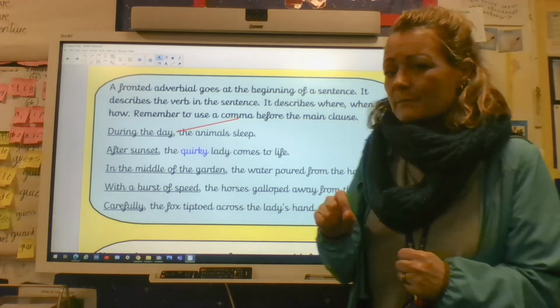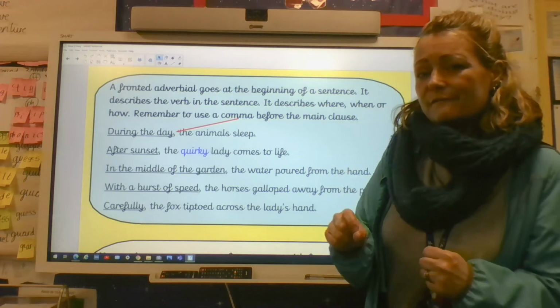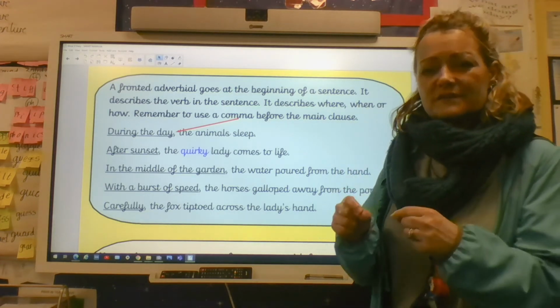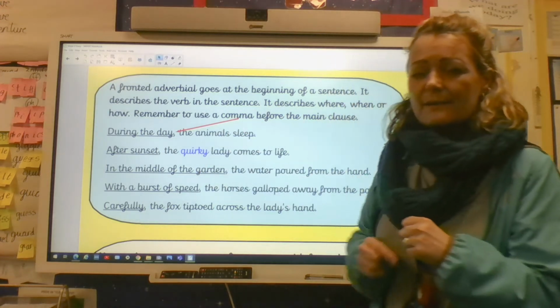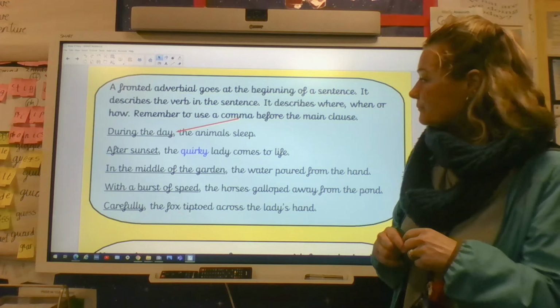Pause the video in a moment and think of a different where fronted adverbial perhaps to use in your sentence. Okay, pause the video, have a go now.